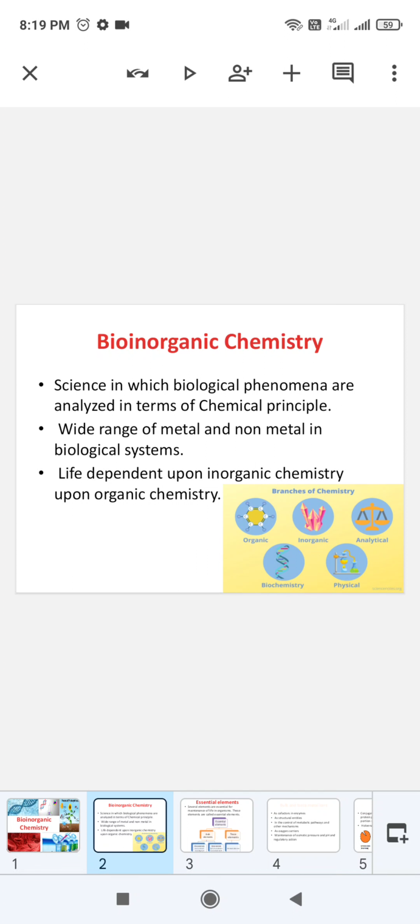Now we know that there is a wide range of metals and non-metals present in biological systems. So life depends upon inorganic chemistry, organic chemistry, physical chemistry, and analytical chemistry. These are the different branches of chemistry, and we can use these branches to study the biological molecules in our life.